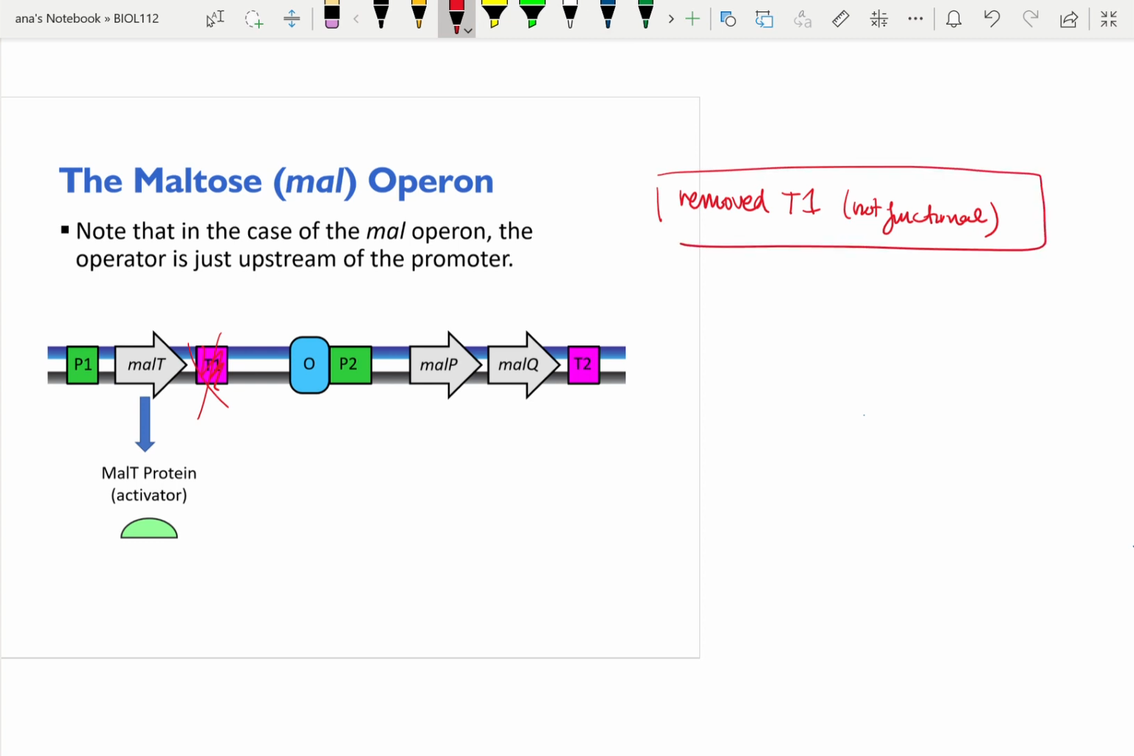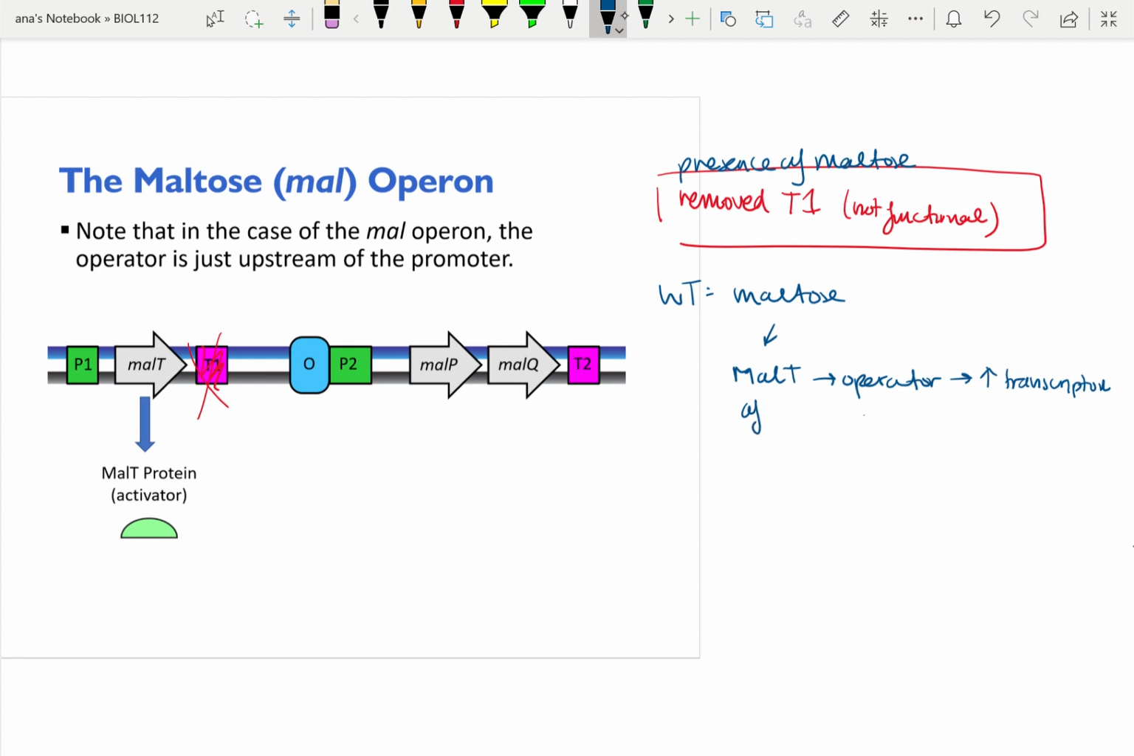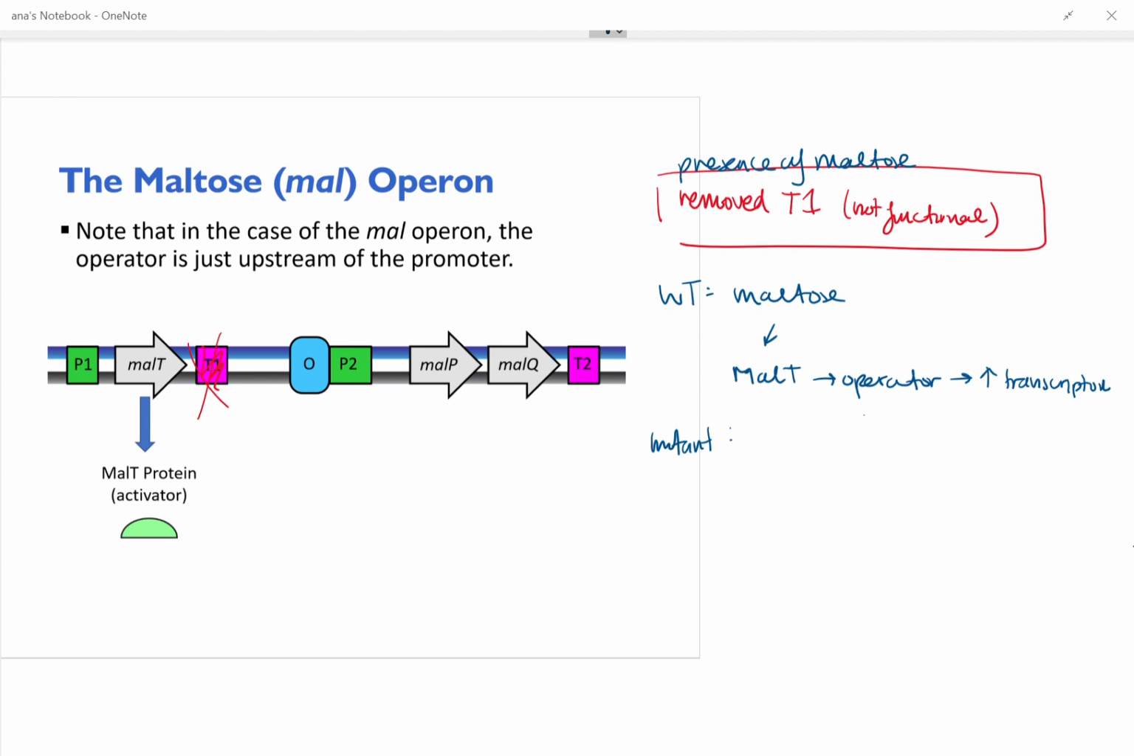And we're still in the presence of maltose. Okay, so in the wild type, again, we have maltose binds MALT, which binds the operator because it's now an active form and it increases the strength of promoter 2, so we have increased transcription of MALP MALQ.